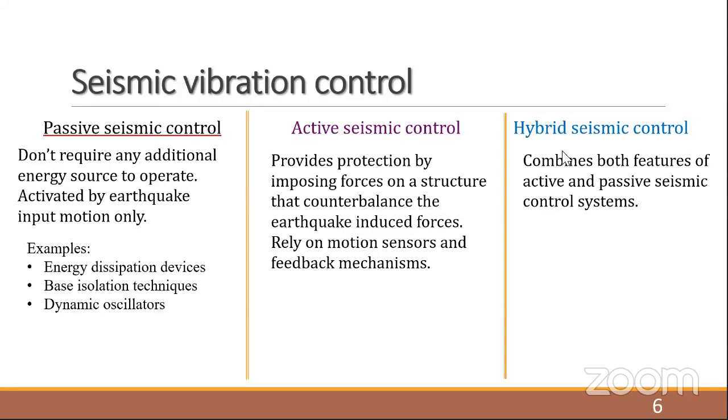Members, we now want to look at seismic vibration control. In other words, how can seismic actions be controlled? Basically, there are three proposed ways or instruments that can be used to control earthquake vibrations. We have what are referred to as the passive seismic control systems. We have the active seismic control systems, and we have a combination of the two, which then makes up the hybrid seismic control.